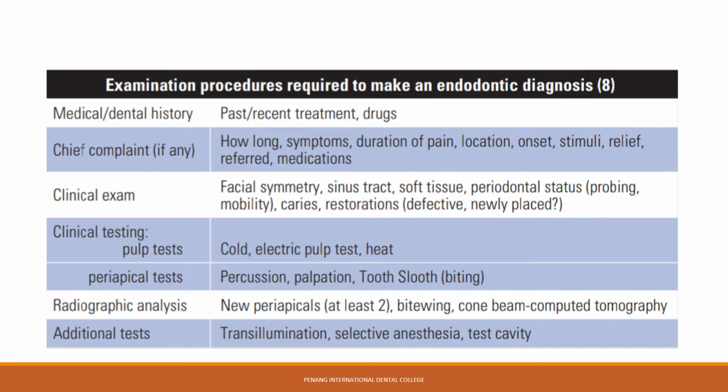Followed by which, to confirm your tentative diagnosis, you may have to do a radiographic analysis, which includes periapical radiographs, at least two, using a slope technique or buccal object rule, and if required you will do a bitewing radiography, and if required you may even have to do a CBCT. Additional tests for endodontic purposes are transillumination, selective anesthesia, as well as test cavity.